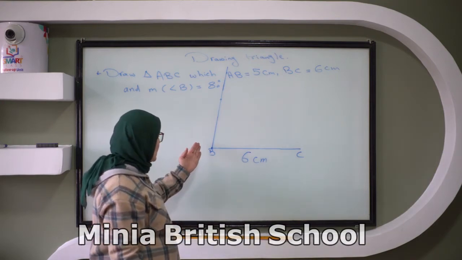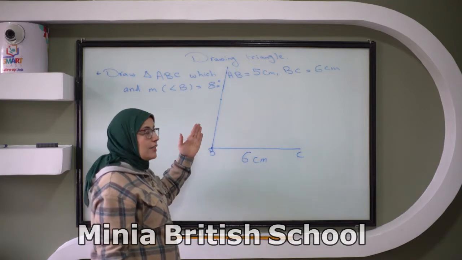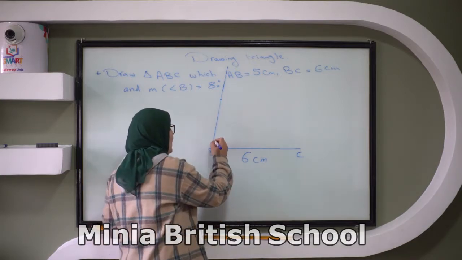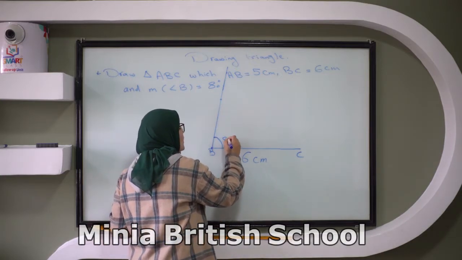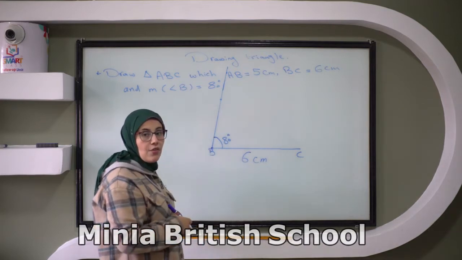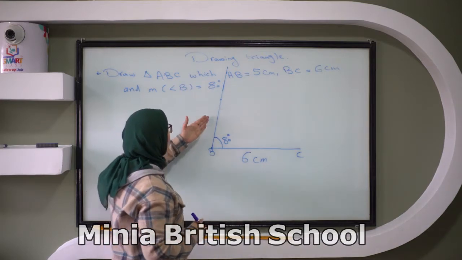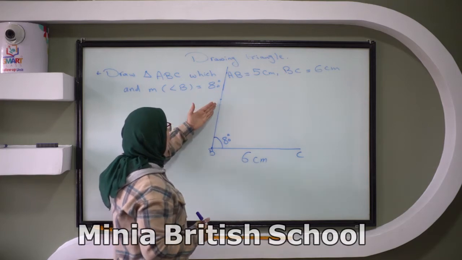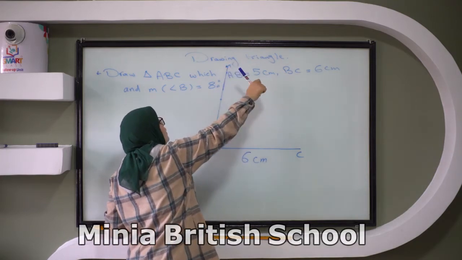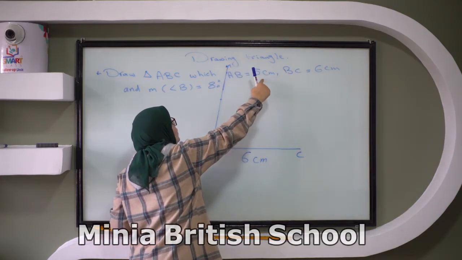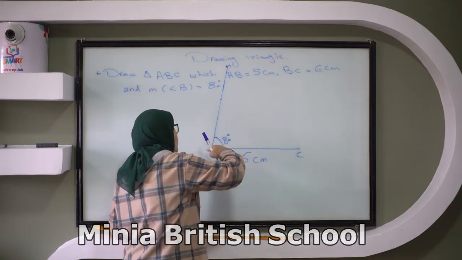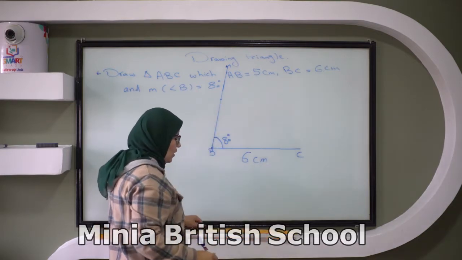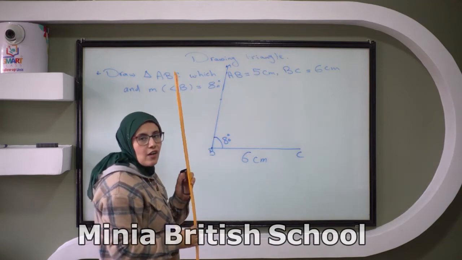5 centimeters on this side. This is the side of the angle. Angle B equals what? Equals 80 degrees, so I will write 80 degrees here. Then on this ray, I will determine the side AB, which equals 5 centimeters. So I will draw it with this ruler, 5 centimeters.